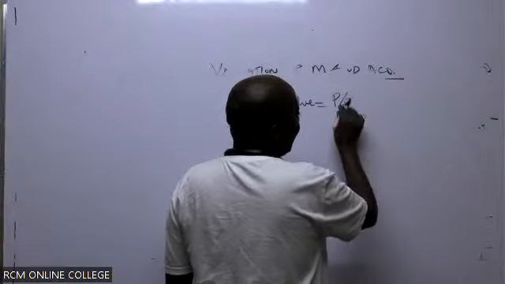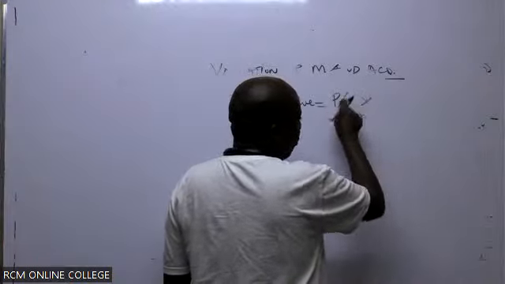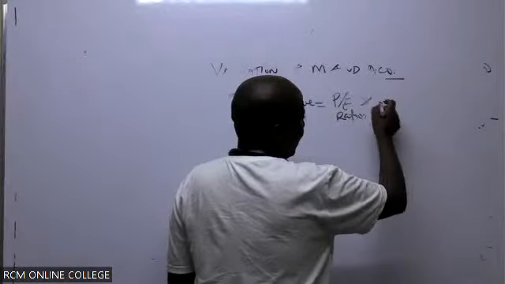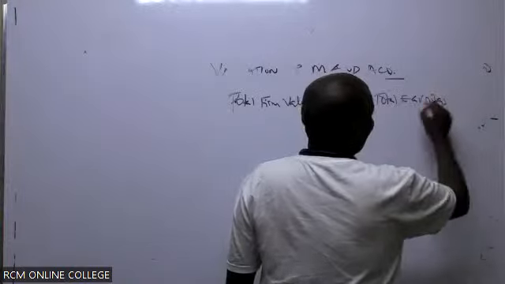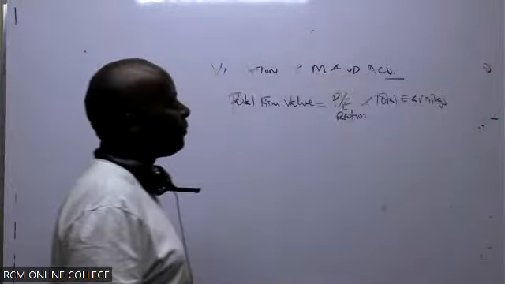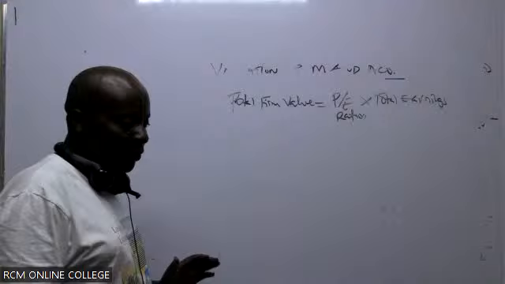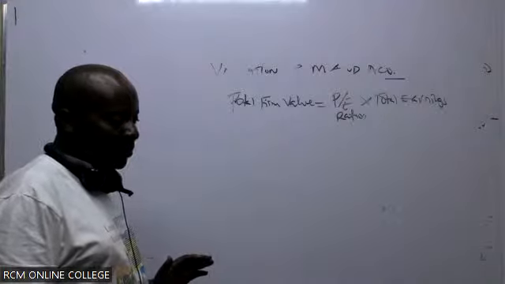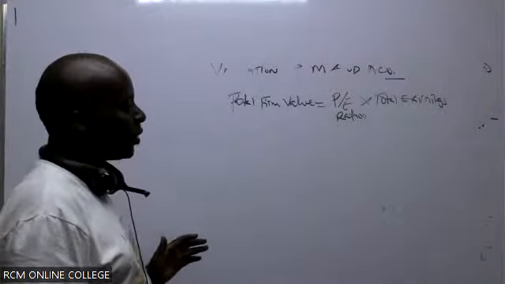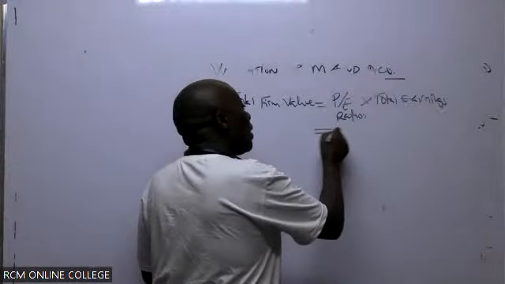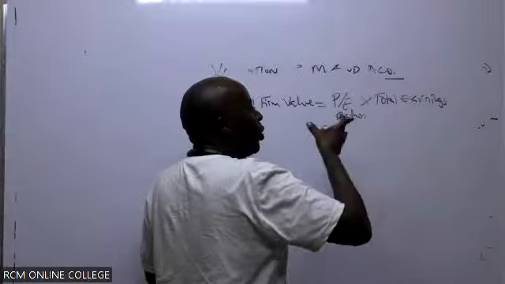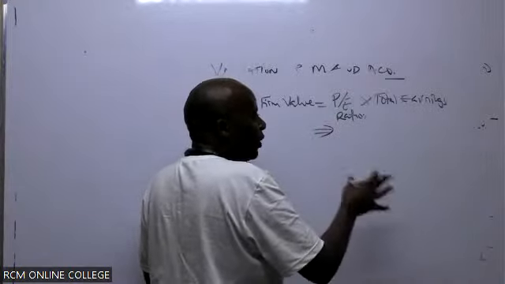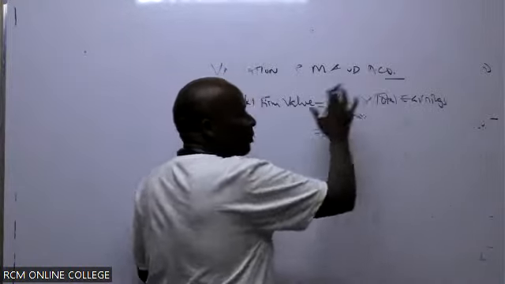The PE ratio given must be multiplied with total earnings, because here we have earnings over. For it to be compatible, it must be multiplied with total earnings. So the PE ratio will be given, and the total earnings of the firm that we will be looking at valuing will also be provided to you.